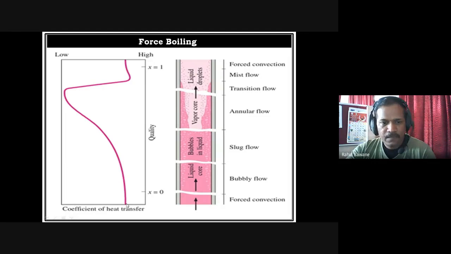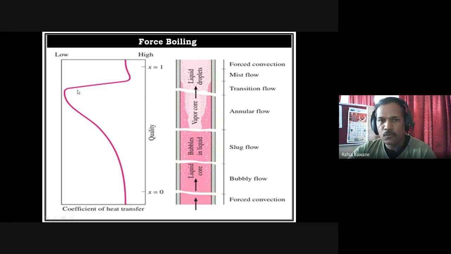And here, the coefficient of heat transfer. At the beginning, this right hand side is a high level of coefficient of heat transfer, the left hand side is low. So at the beginning it is towards the high side, and when the bubbles start forming, bubbles or vapor are bad conductors of heat, so the convective coefficient decreases.